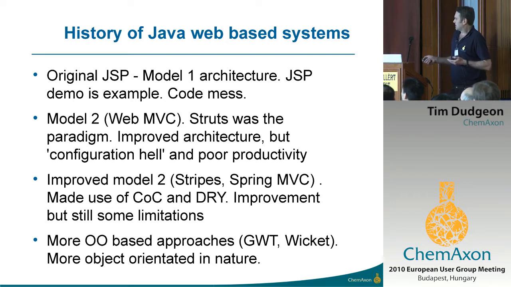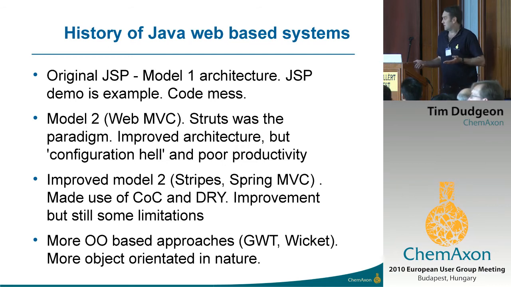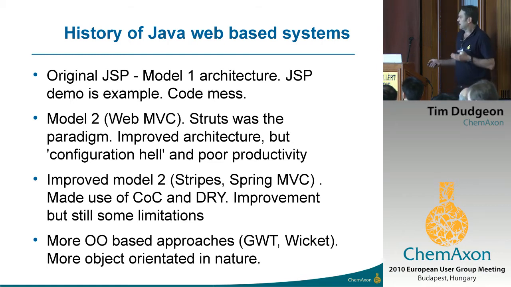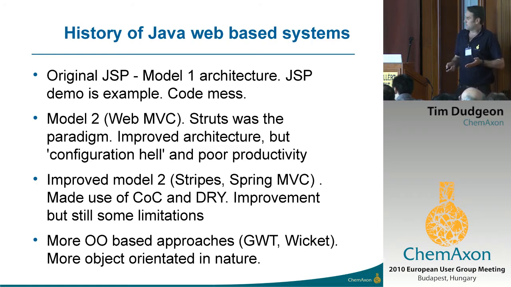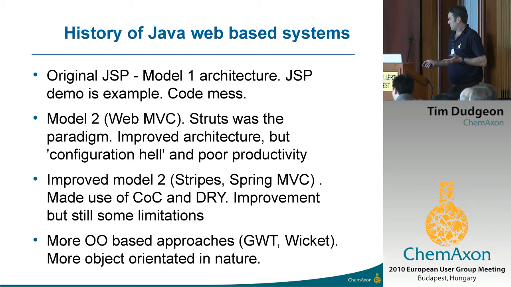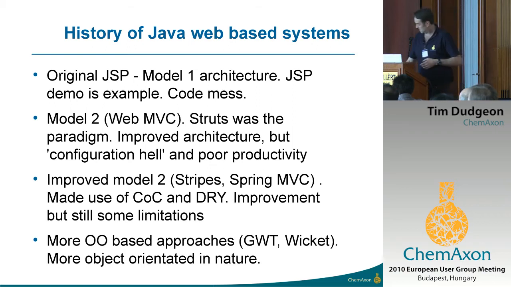Over time, those frameworks have improved. Struts itself has improved, but also newer frameworks like Stripes and Spring Model View Controller. They make use of more modern approaches, such as convention over configuration and DRY, meaning don't repeat yourself. So these frameworks have improved, but they still have some limitations. Also, in parallel, some more object-oriented frameworks have cropped up within the Java community. GWT from Google and Wicket are two good examples.